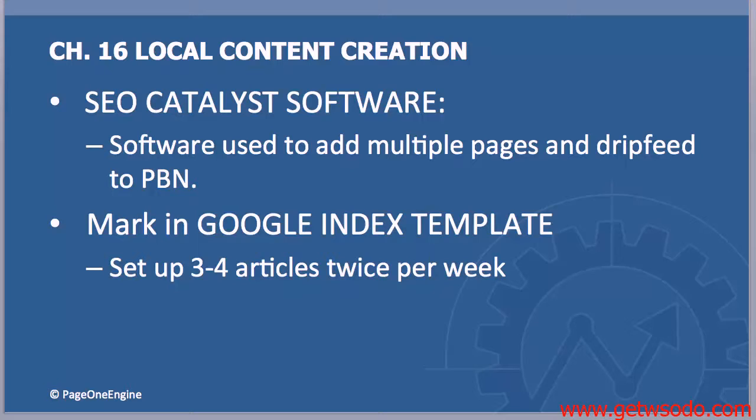All right, I want to introduce you to this software I use on all my PBNs for content building. It's called SEO Catalyst. What it does is it drip feeds content that is spun onto all your PBNs or any website that you have. It's really cool, and it saves me lots of time because I can go in one time with a couple articles, post them to the PBN website, and just have the software drip feed them live onto the website however I please. And after a month's time, I'm going to go in Google Index Template to check to see that these links are getting indexed. So you want to set up about 3 to 4 articles, I would say twice per week.